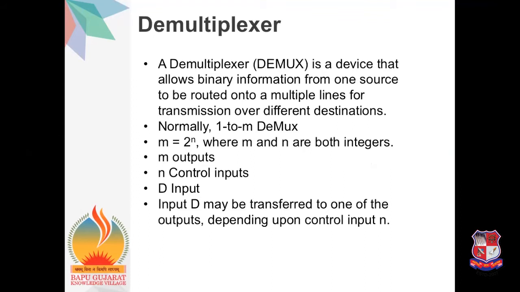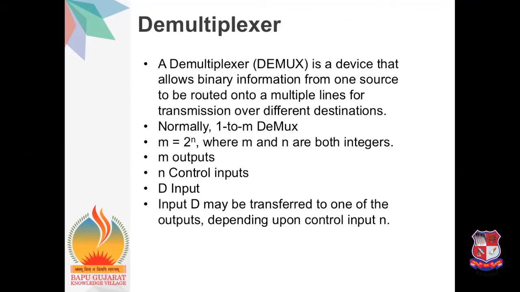In the same way, the opposite operation can be performed by using the demultiplexer. The demultiplexer is a device that allows the binary information from one source to be routed onto multiple lines for transmission to different destinations. It means in the multiplexer there are a number of inputs and a single output, but opposite to the multiplexer, in the demultiplexer, there is a single input line and a number of outputs.